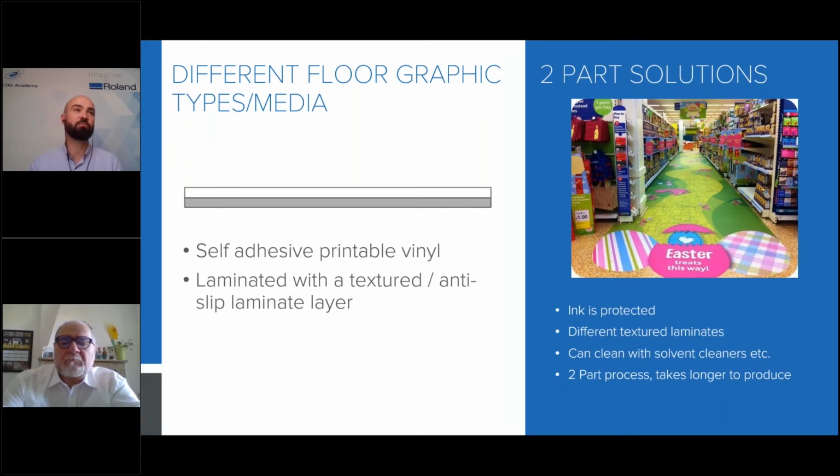So the self-adhesive printable vinyl, as you can see on your screen there, the white line would be your face film, so the surface of the material. The gray line there is your adhesive on the back of your material.